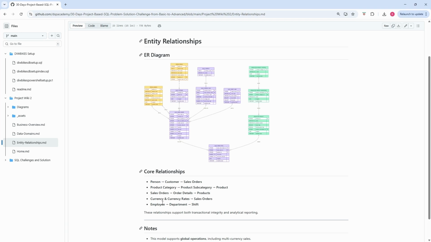Then you also have the currency and currency rate related to sales orders right here, and then the employee, department and shift. We don't have that relationship here, but it's a very straightforward relationship. An employee must have a department, and some of them would be on the shift schedule. So that is really it. Please take time to really understand this business context so that when we get into our challenges, it's going to be much easier to relate to how we're writing our code and what we're actually trying to achieve.